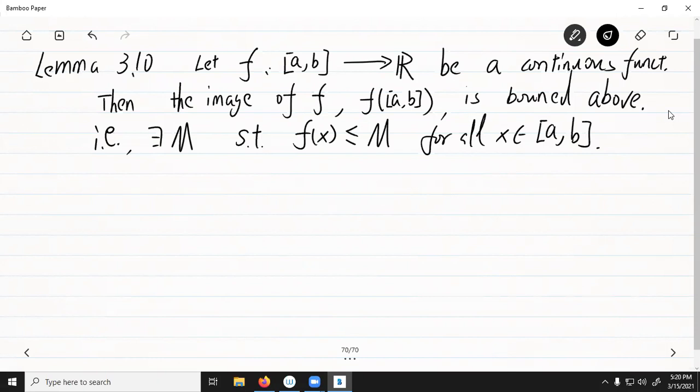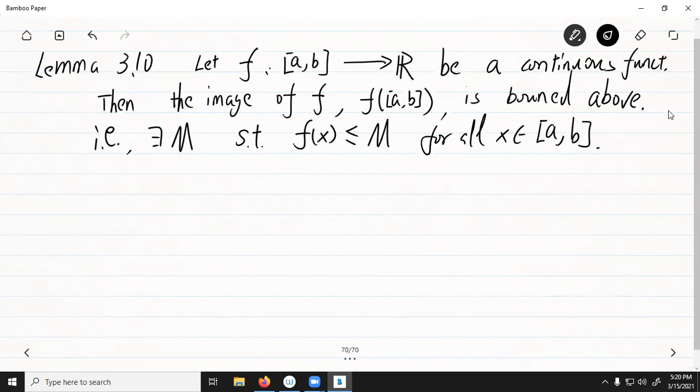Here, the idea of the proof is that we want to use contradiction. Suppose we have no such number, right? We have no upper bound. It's not bounded above.